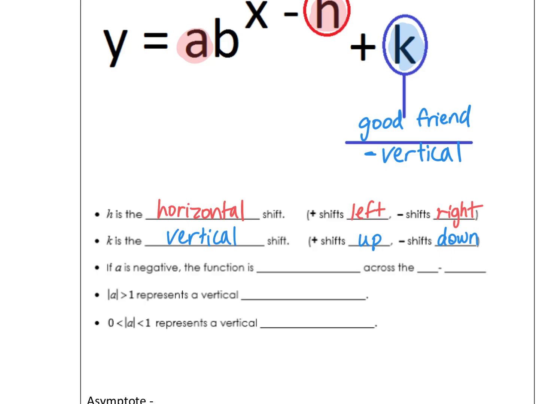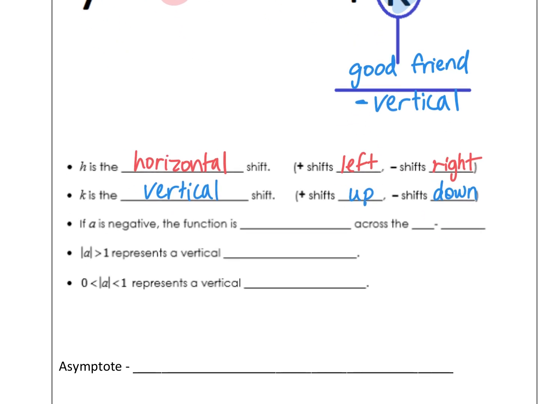Okay. I'm going to give you a second. I want to see if you can fill out the rest of these blanks. See if you remember what they are for A. If A is negative, the function is what across the what? Yep, reflected across the X. Good deal. Or flipped. If you wrote flipped, it's the same thing. I don't care.